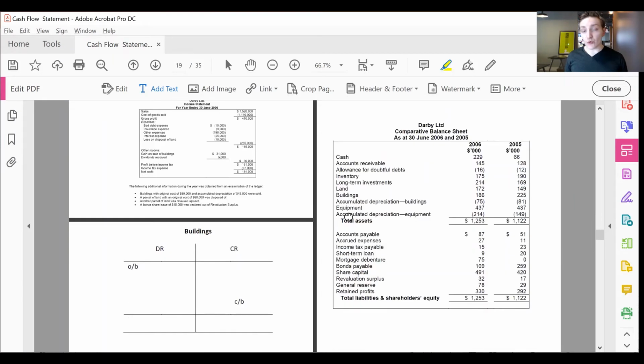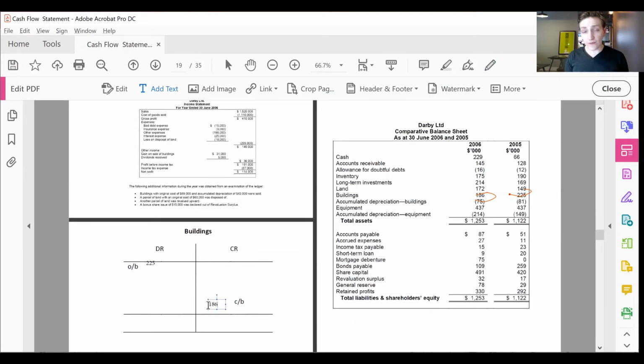We can now go through to the buildings. In relation to the buildings here, it's a similar type of process, albeit less complicated than with the land, because with our building here, we don't have the revaluation we need to deal with. So let's start off with our opening balance and our closing balance. For our building, the opening balance is 225, closing balance is 186. So that's what we can start off with here.